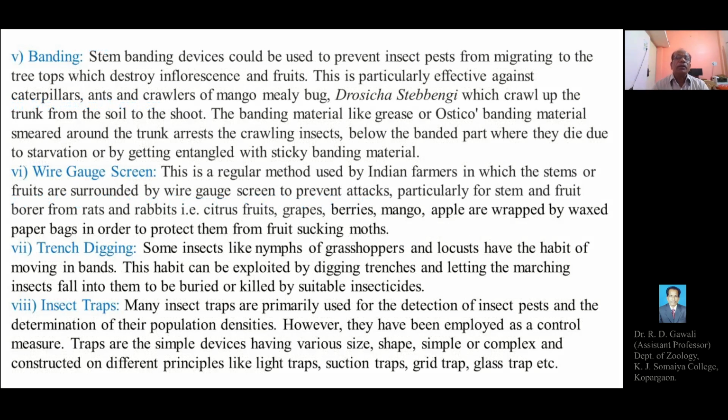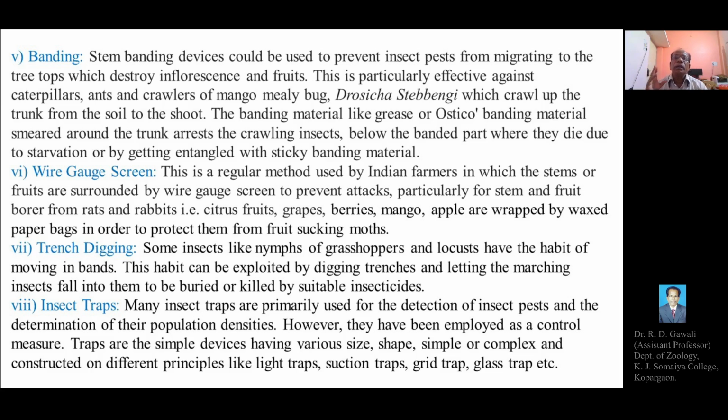Then banding, another method called banding. So the bands in the form of sticky bands or the barrier bands can be used around the stem or the trunk of the trees so as to avoid the climbing up of the insect pests from the ground to the upper side on the trees. So stem banding devices could be used to prevent insect pests from migrating or moving to the tree tops, which destroy or feed on the inflorescence or the flowers and the fruits.